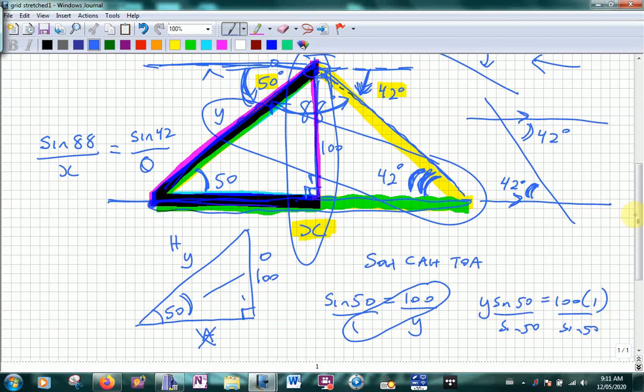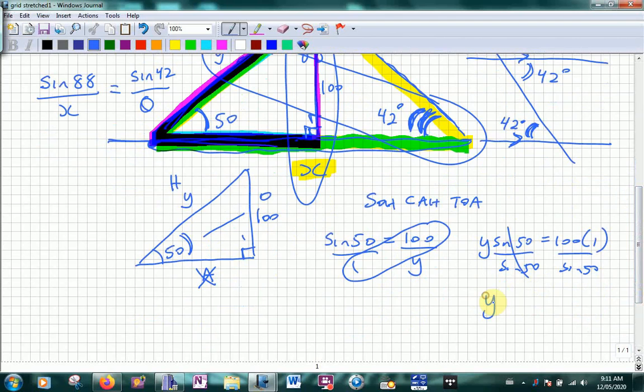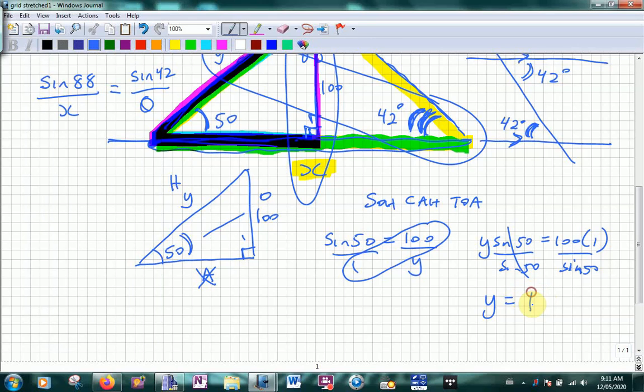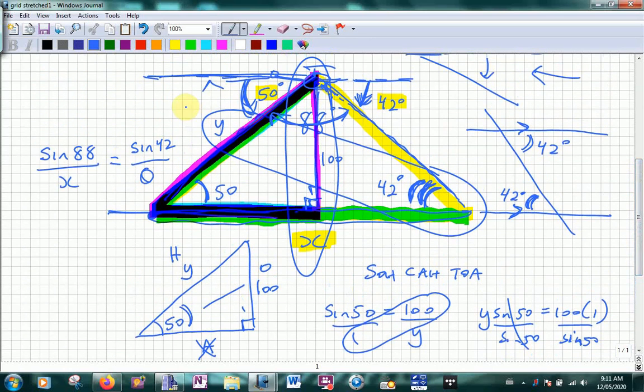Okay, don't worry, I'll show you sine law in a sec. So y is 100 divided by, if you can read that, sine 50. And make sure you're in degrees, which I'm not. Okay, 100 divided by sine 50. This is y. 130.54. Don't round this. This is not our final answer. Okay? I got to use that to get my other thing.